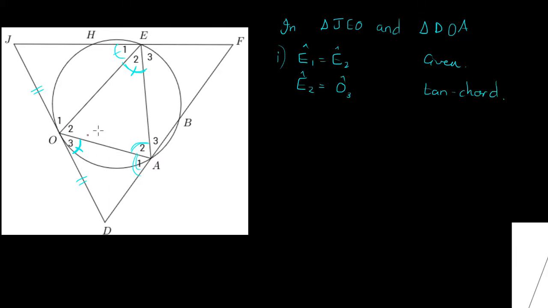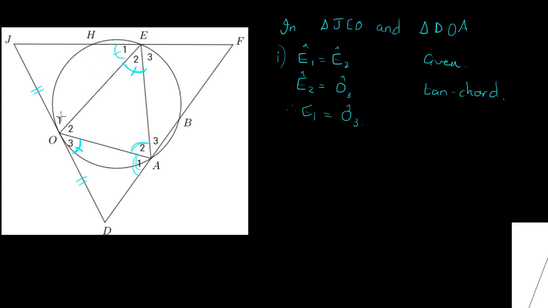The angle between the tangent and the chord is equal to the angle in the opposite segment. So that's my first one. Therefore, E1 is equal to O3.